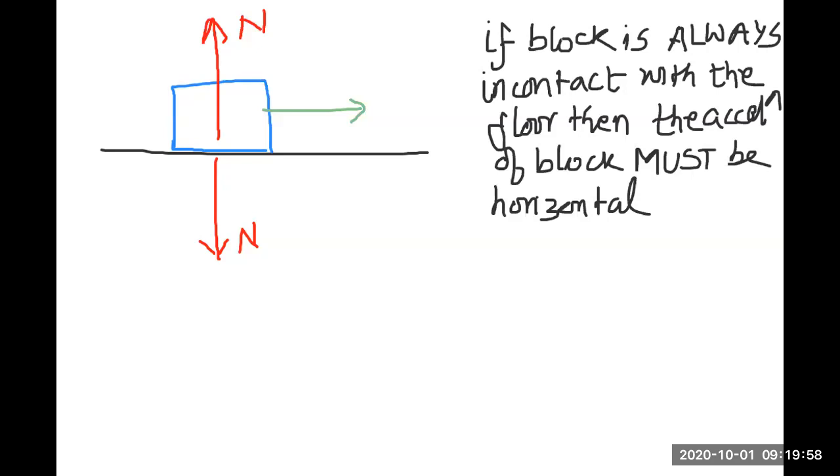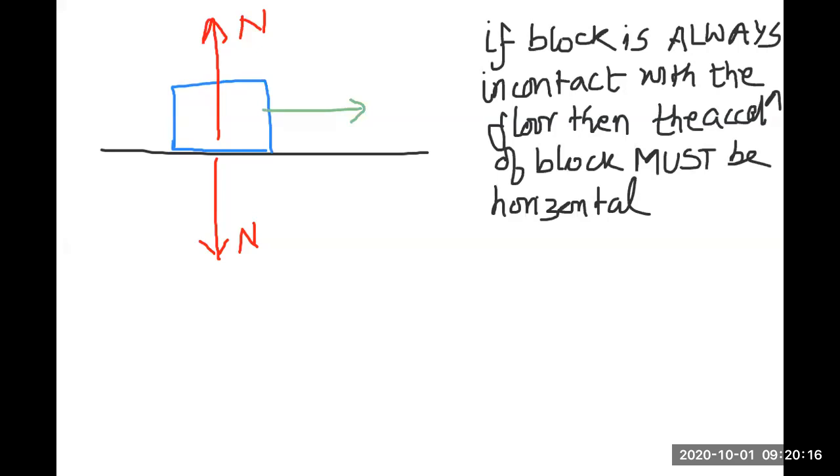Look at the acceleration. Okay? The green arrow is representative. The green arrow could have been left, I have made it right. The green arrow can be anywhere in that plane, the plane of the floor, it can be anywhere there.